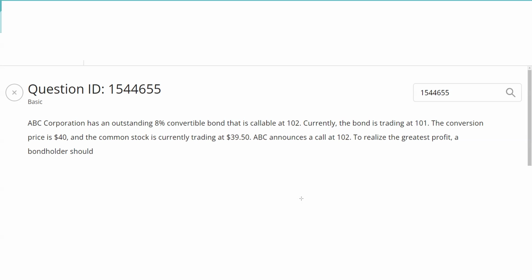ABC Corporation has an outstanding 8% convertible bond that is callable at 102. Currently, the bond is trading at 101. So at some point, I hope you're practiced, drilled, and rehearsed enough that you're not struggling: 102 is 102% of par. That's 1,020. Currently, the bond's trading at 101. That's 1,010, 101% of par. So it looks like a little bit of a premium. Conversion price is 40, and the common stock is at 39.